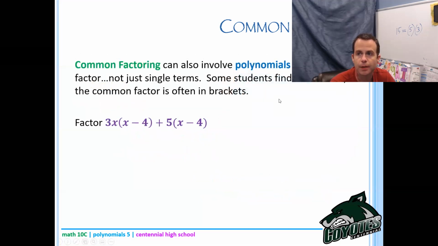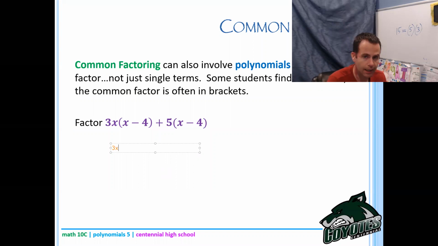All right, common factoring can also involve a whole polynomial as the common factor, not just a term, okay? Some students find this easier as the common factor is often in brackets. So what I want you to see here, let me just type for a sec. Let's say this said 3xy plus 5y, like that, okay? You would look at that and you'd say, hey, y is common. So if y is common, I'm gonna take y out and I'd be left with 3x plus 5.